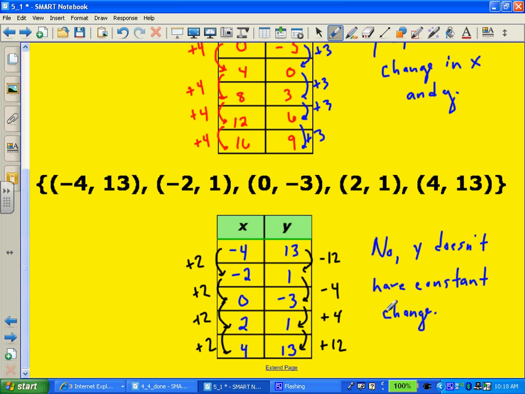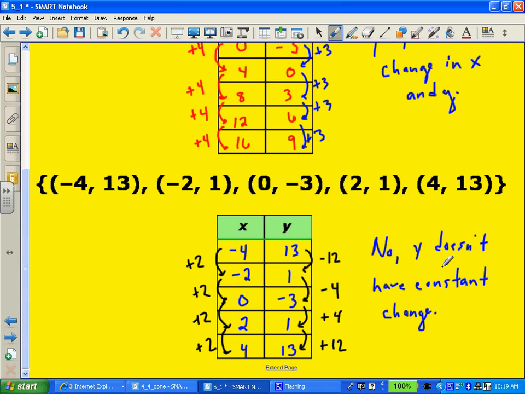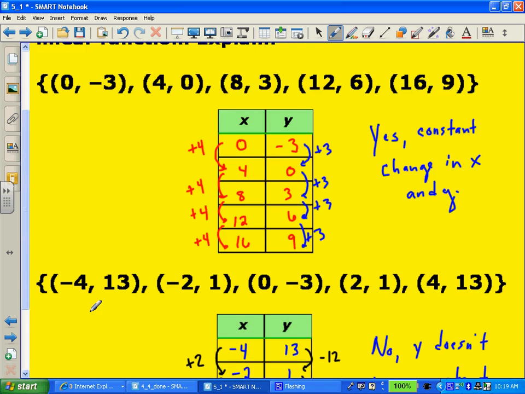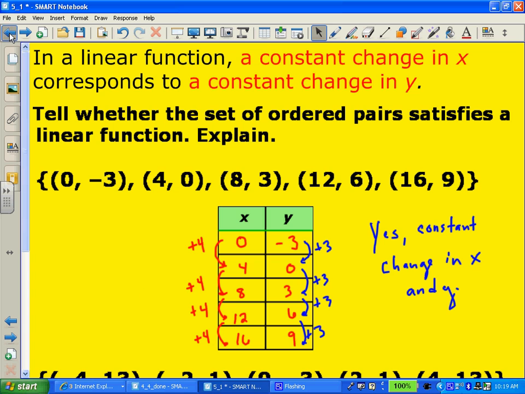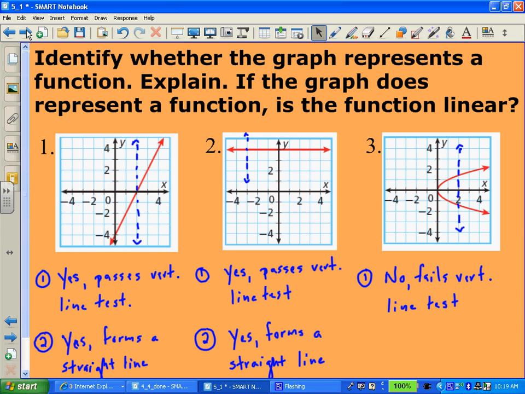Okay? So that's how I'd show my work when I have ordered pairs. I'd put the ordered pairs into a table, check both x and y, and then say yes or no. Yes if they're both constant, no if they're not constant. Okay? So, as I said before, we are just going to do in this video graphs and ordered pairs. In the next video, we will talk about how do we tell if it's linear from its equation.